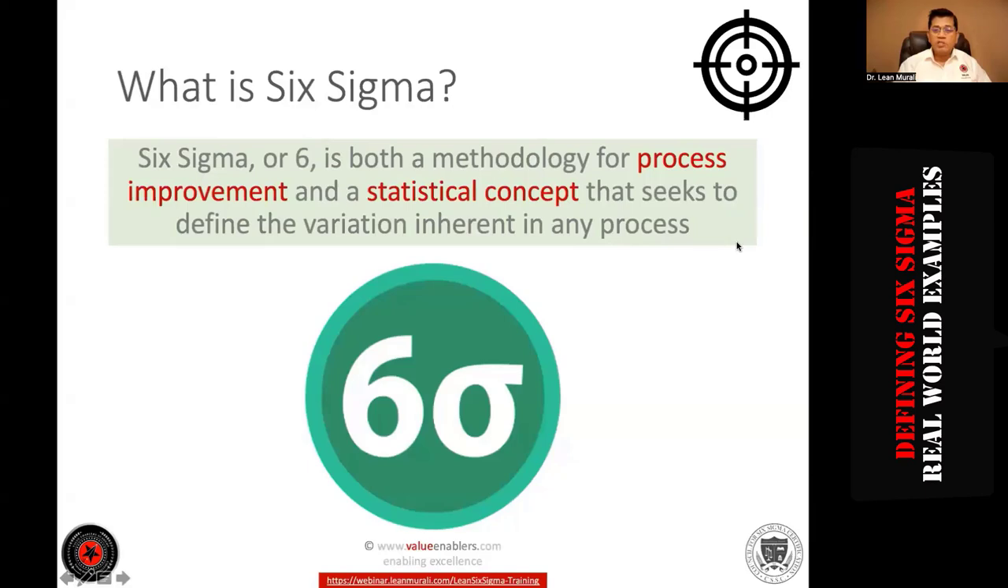You can call it a methodology. It's a process improvement methodology, a statistical concept that seeks to define variation. Actually, variation is the root cause of many problems. I'm just stopping sharing my screen so that I can explain to you. Variation is the root cause of many problems.